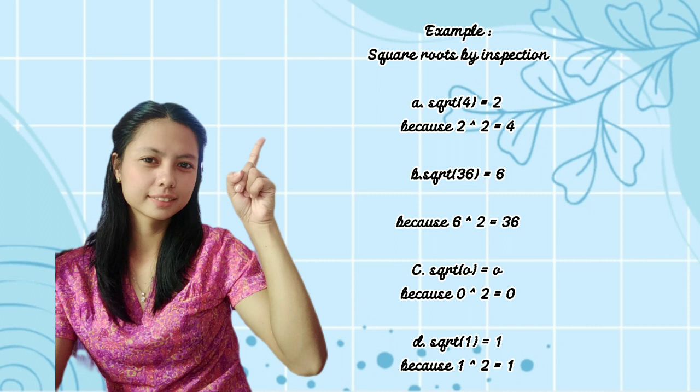The second example is the square root of 36, which is equal to 6 because 6 squared is equal to 36. The third example is the square root of 0, which is equal to 0 because 0 squared is equal to 0. We multiply 0 by 0, so the answer is 0. The fourth example is the square root of 1. We already know that multiplying 1 by itself is always 1, so the square root of 1 is 1.